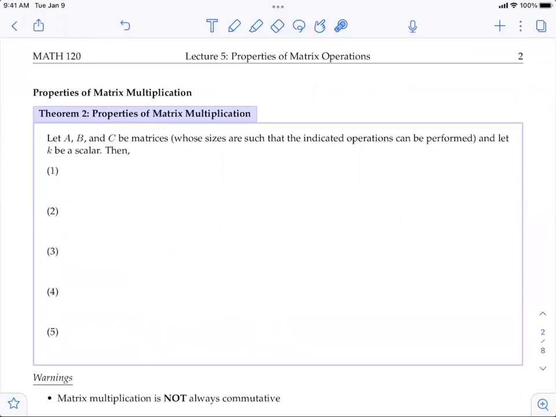All right, so let's consider the following matrices A, B, and C whose sizes are such that the indicated operations can be performed, right? So that means, remember, for matrix multiplications, the number of columns of A has to be the same as the number of rows of B if you want to do A times B, right? So you have to be careful about the sizes of the matrices you want to perform the matrix multiplications on. In this case, you also have a scalar, and I call that scalar K.